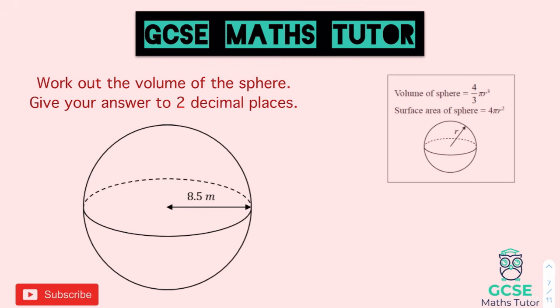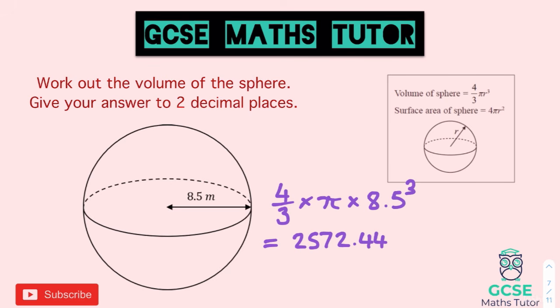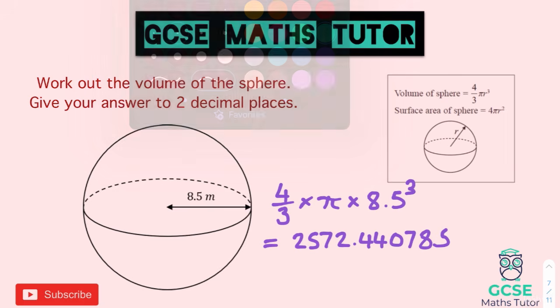Okay, so we've got 4/3 multiplied by pi, and then multiplied by the radius cubed, which is 8.5 cubed. So again, typing that into the calculator, 4/3 times pi times 8.5 cubed, and then turning that into a decimal gives us quite a large number. We get 2,572.440785. And again, we've just got to round that to 2 decimal places.